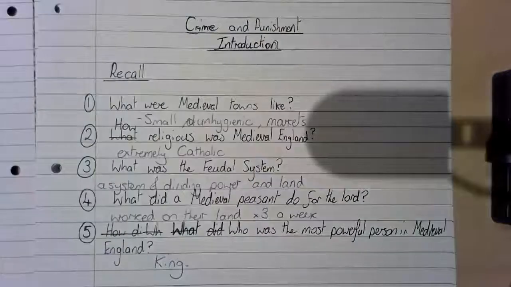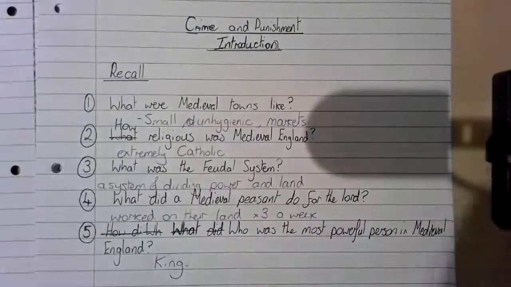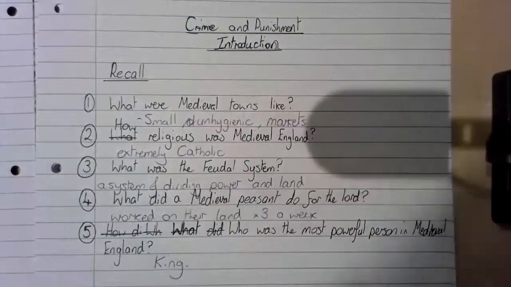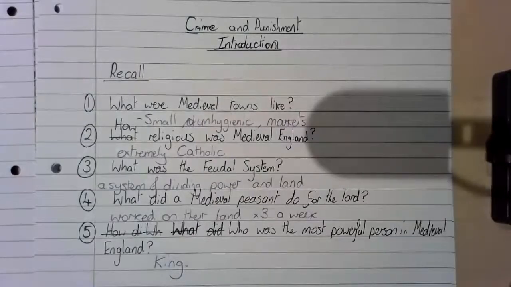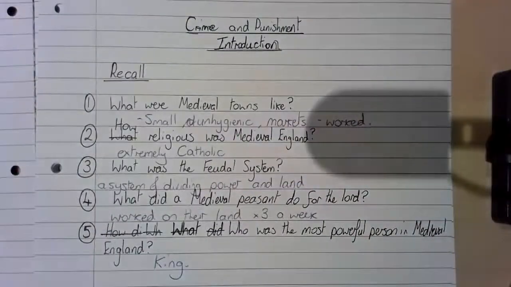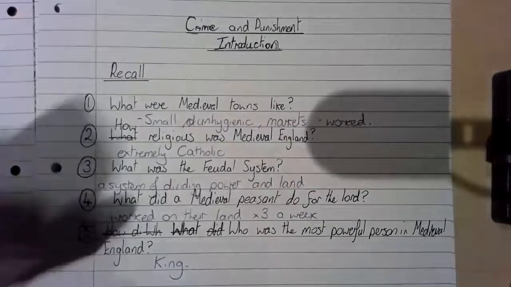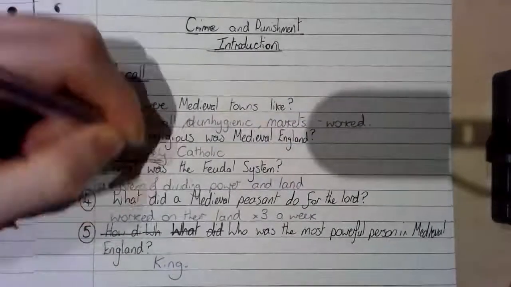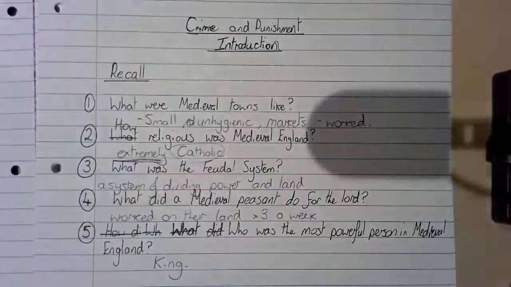Okay, so welcome back. And I've gone through some of the answers here. So what were medieval towns like? Small, unhygienic. I've also added in the town markets there because they were also where people lived and worked. So I've added that in because you'd have farm animals coming in from different places to be sold, to be bought. How religious was medieval England? Extremely religious, but they were Catholic. They weren't Protestant, because that doesn't come until the early modern period.